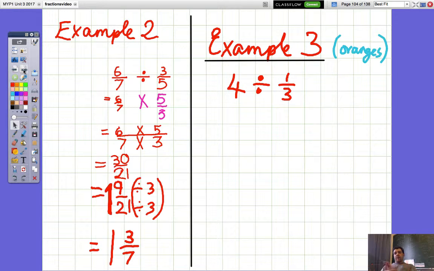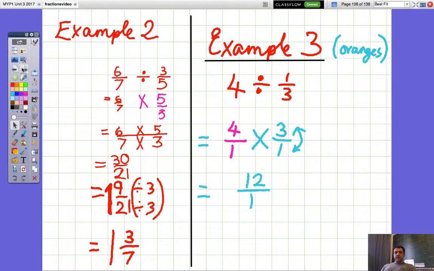Example 3, and that was the oranges. So 4 divided by a third was what we did in class. So I've changed that to 4/1, just so that the 4 is a fraction. I've changed the divide to a times, and I've flipped over the third into 3/1, so that I get 4/1 times 3/1. Top times top, bottom times bottom gives me 12/1. And 12/1 just means 12 divided by 1. The line in a fraction just means divide, so that just means 12.